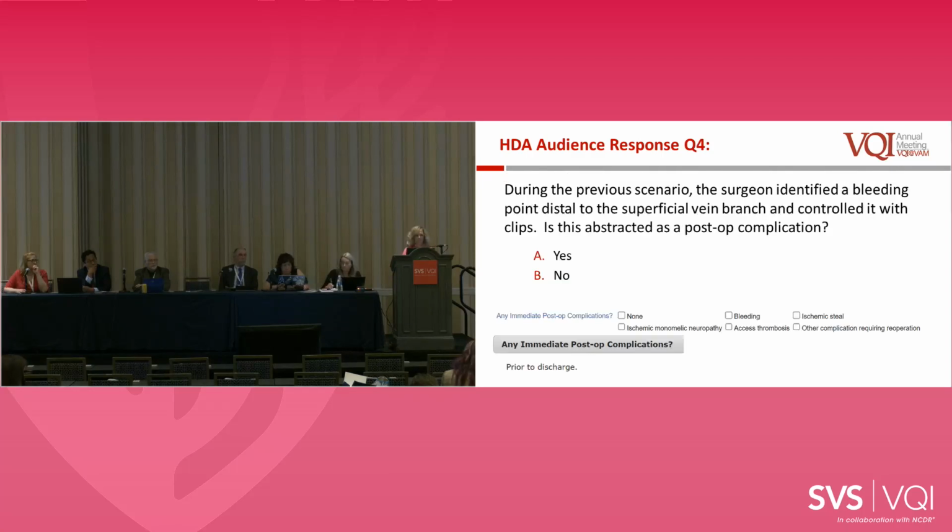And our last question that we have is, during this same procedure, as we mentioned earlier, the patient identified a bleeding point distal to the superficial vein branch and controlled it with clips. Should this be abstracted as a post-op complication?